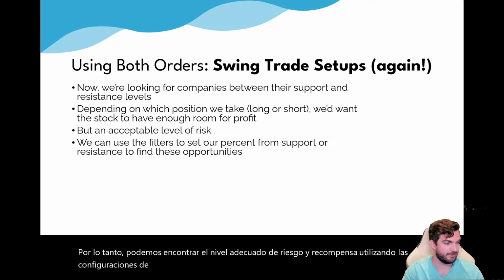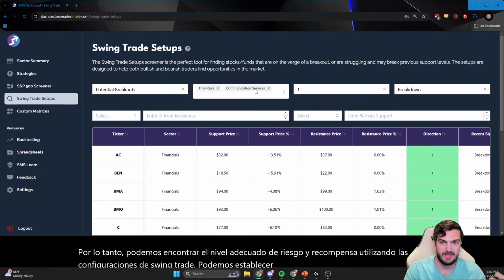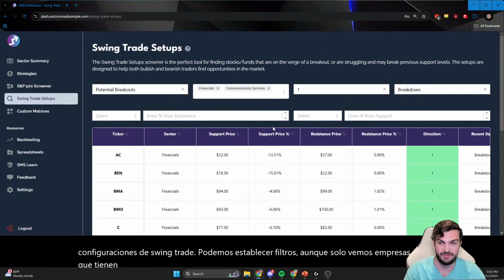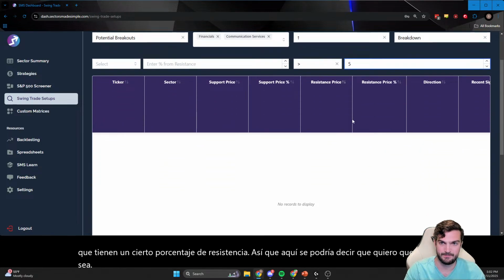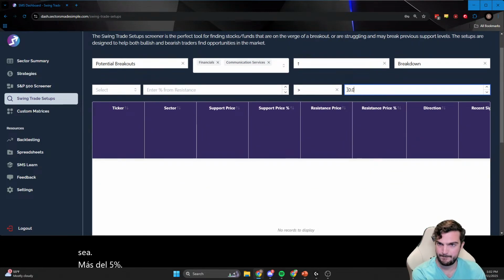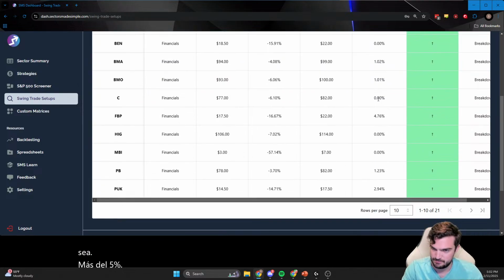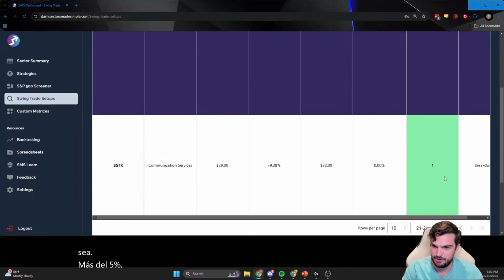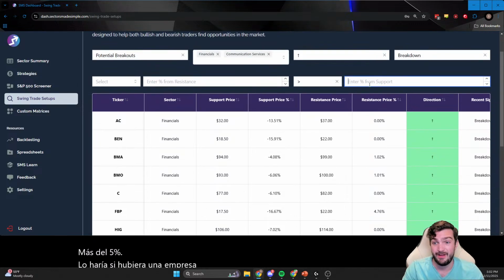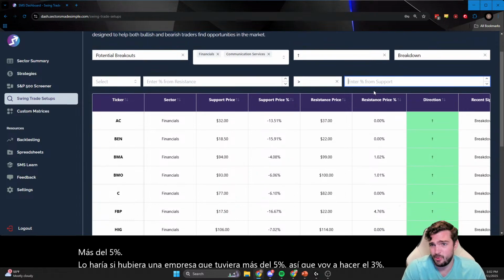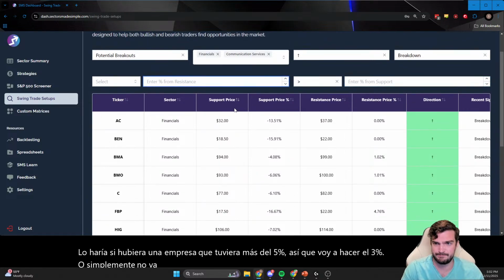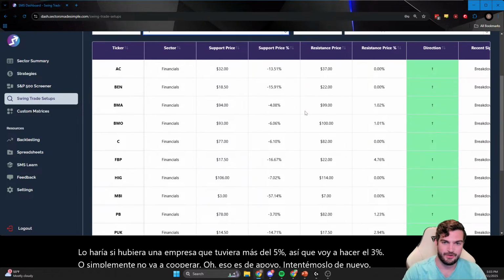We can set filters so we only see companies that have a certain percent from resistance. So here you could say, I want it to be greater than 5%. Well, I would do that if there was a company that had greater than 5%. So I'm going to do 3%. Or it's just not going to cooperate. Oh, that's from support. Let's try this again. 3%.